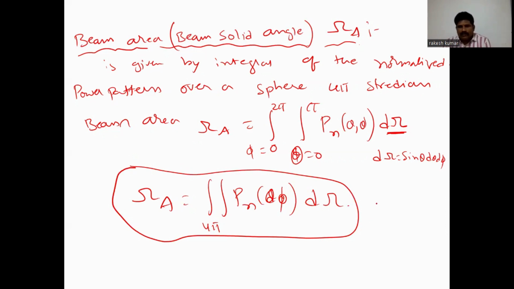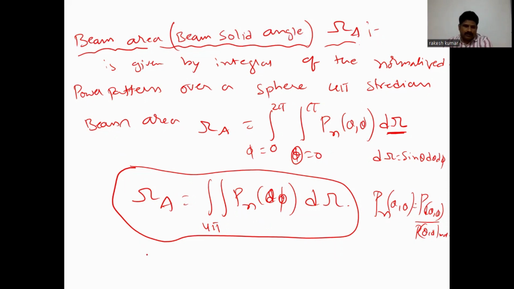What is the formula for the normalized power? As I already discussed, normalized means it is equal to P of theta comma phi divided by P of theta comma phi maximum. So this is the formula for beam area, omega A equals the integral of Pn into d omega.